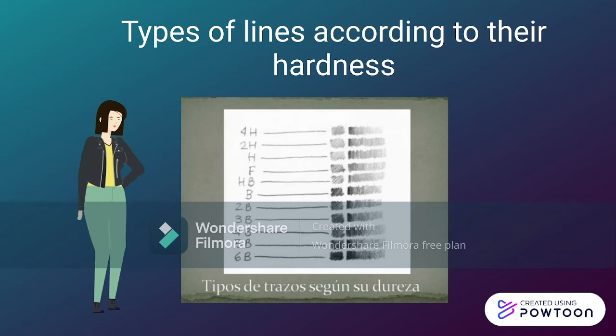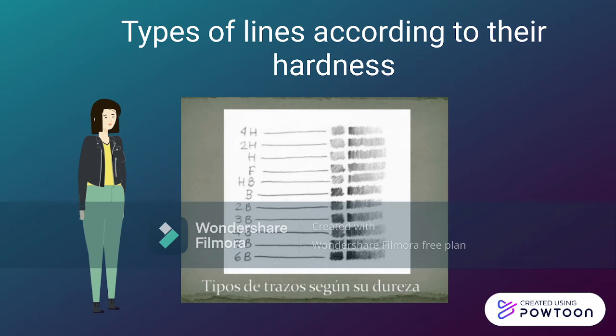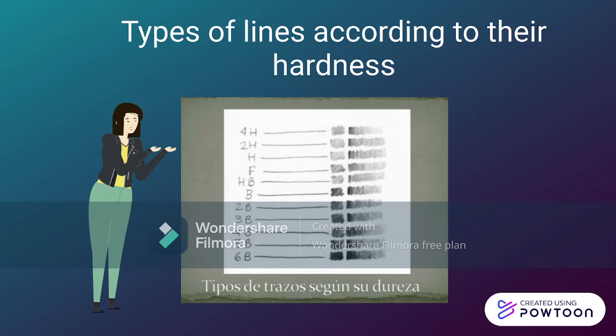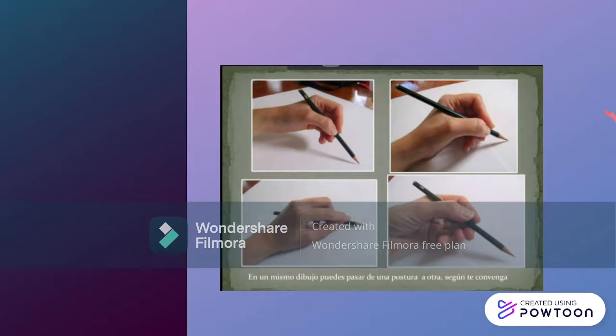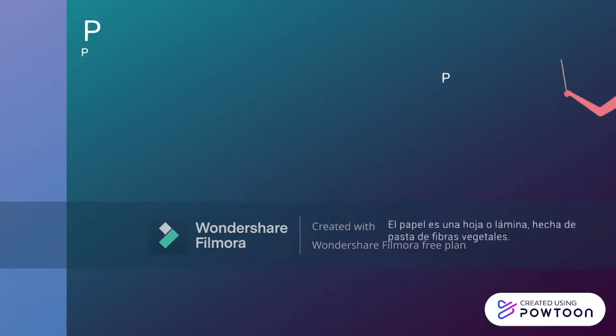Now I show you the types of lines according to their hardness. Way to hold the pencil. In the same drawing, you can change the posture of the hand according to need.